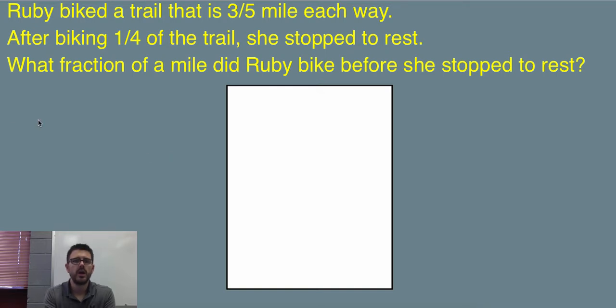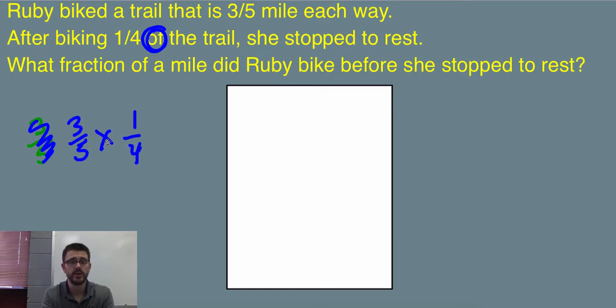So her bike trail was 3/5. Oh, probably not my best color. Let me pick a different one. So 3/5 of a mile is how long the whole ride was. But she only did 1/4 of the trail. So when you see the word of, I want you to think multiply. I want 1/4 of something, so I want to multiply it times 1/4. So I want to do the problem 3/5 times 1/4.